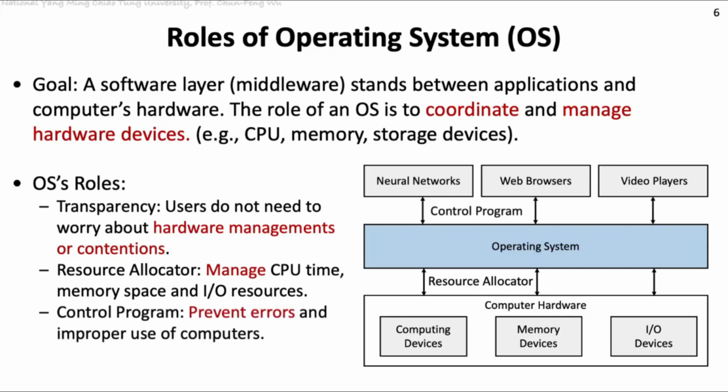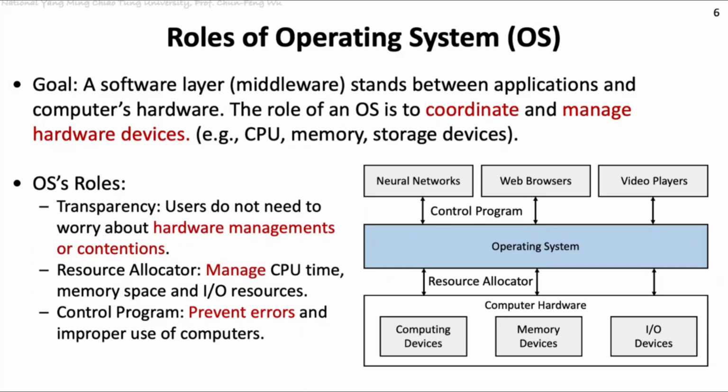There are also several errors and improper uses of computers, those kinds of things. For example, there are exceptions and faults, and how to deal with faults or exceptions. So we have the control program. Maybe you will think the control program is not that important because the first two are quite important, but actually the control program does take an important role here.